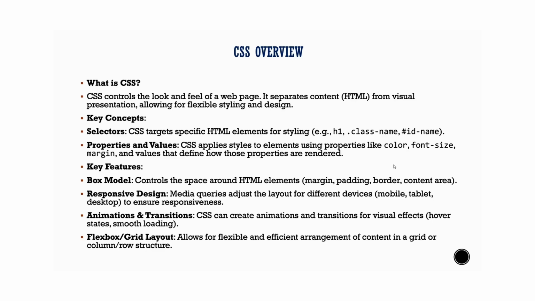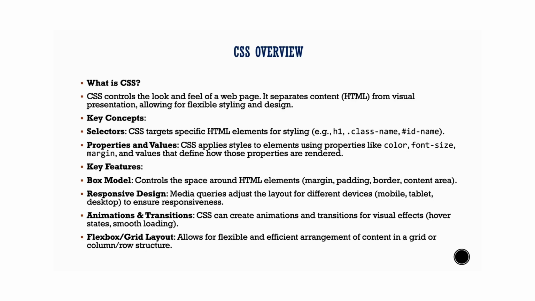CSS uses selectors to target specific HTML elements for styling. Types of selectors are element selector, class selector, ID selector, etc. CSS applies styles to elements using properties like font, color, margin, and their corresponding values. Key features of CSS.